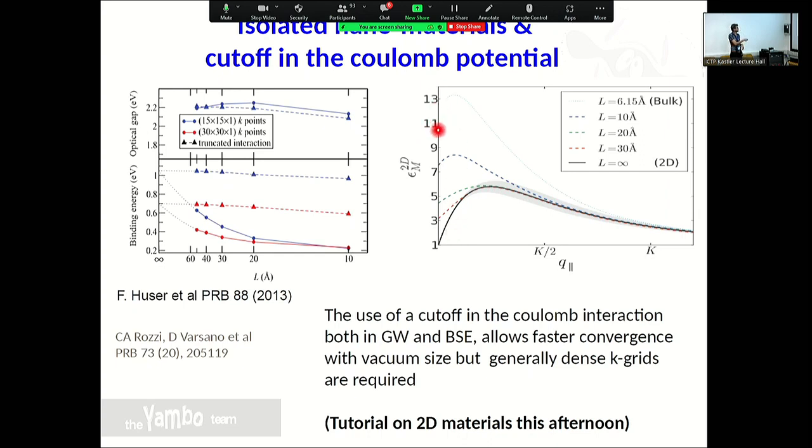So when you put some vacuum, you move towards that, but the approach to the real isolated system is very slow. And so what you do, you put a 2D Coulomb cutoff, a truncated interaction, and this helps a lot. So it helps in the GW and also in the BSE. So if you run the tutorial on 2D materials, remember to include the truncated interaction, and you will see how to put that in the input file.